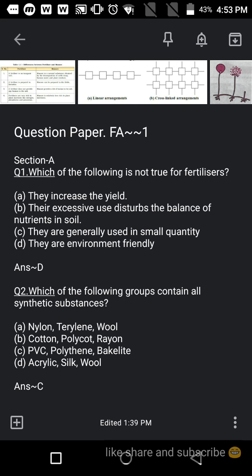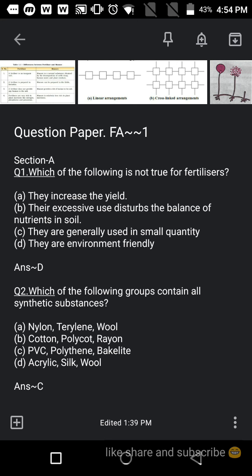Which of the following is not true for fertilizers? A. They increase the yield. B. That excessive use disturbs the balance of nutrients in soil. C. They are generally used in small quantities. D. They are environment friendly. Well, the right answer is D. They are environment friendly is false as fertilizers erode the soil and increase the soil pollution in earth.